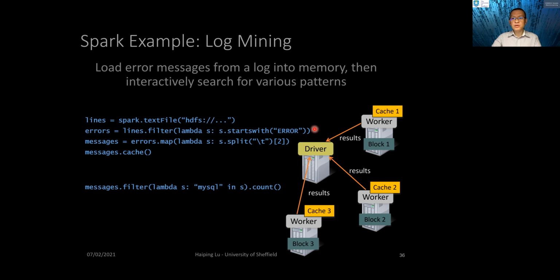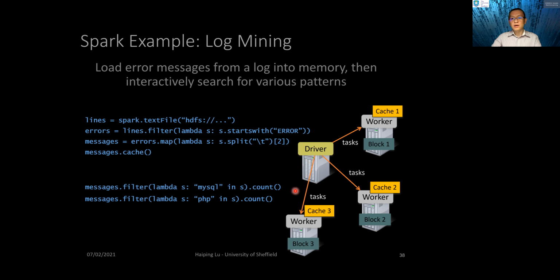Why does Spark do this, so that it starts to work only at this point, and why do we do the cache? That will be obvious. For example, when we want to find another type of error, for example PHP errors in the log, then we do this filter PHP and count. This is another action. Look at what will happen now. The driver will distribute the task, saying, hey, workers 1, 2, 3, now count the PHP errors.